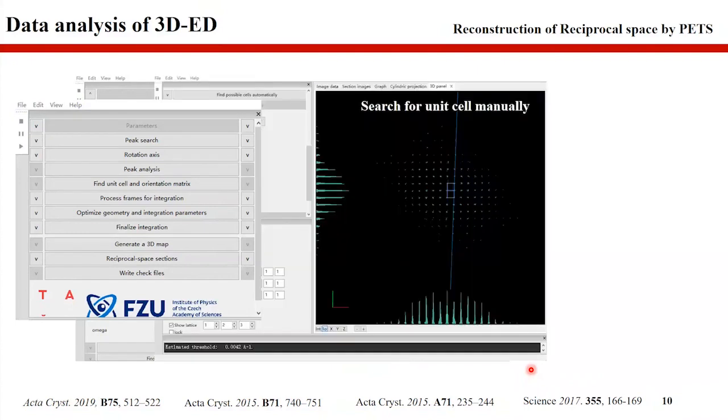And for the RED data or cRED data, if we want to analyze it by PETS, the data process of PETS is similar to the IDP software. However, PETS has some special features. We could show that PETS could find the unit cell manually. We can drag this blue line to determine the different directions of the unit cell, like A, B, and C.